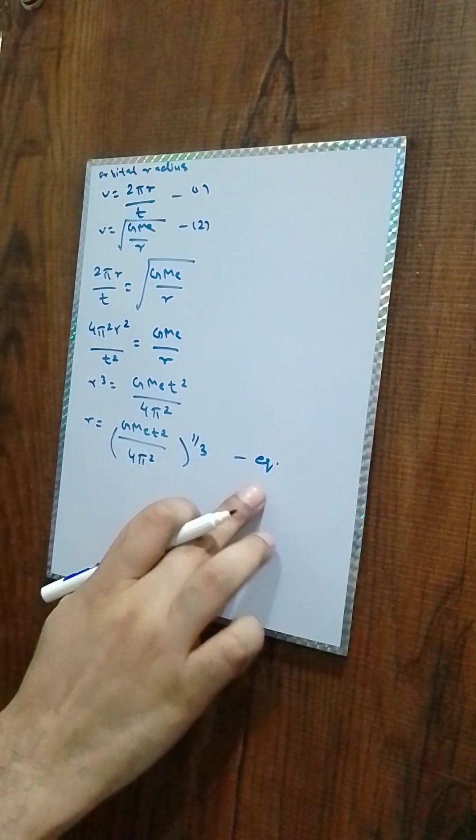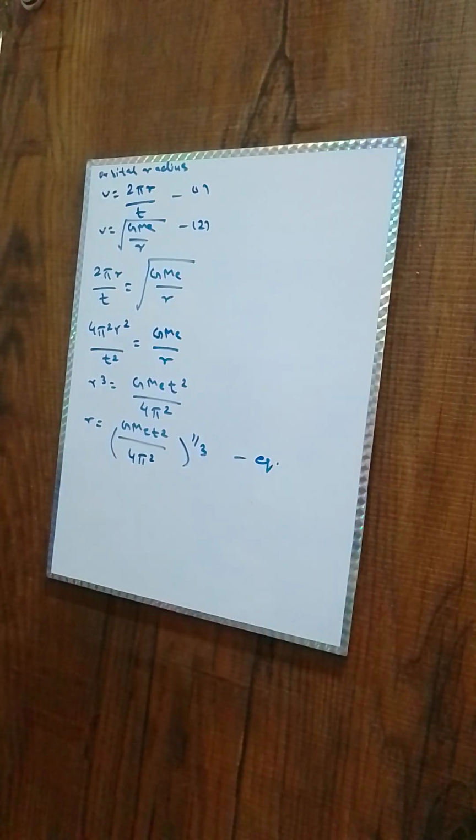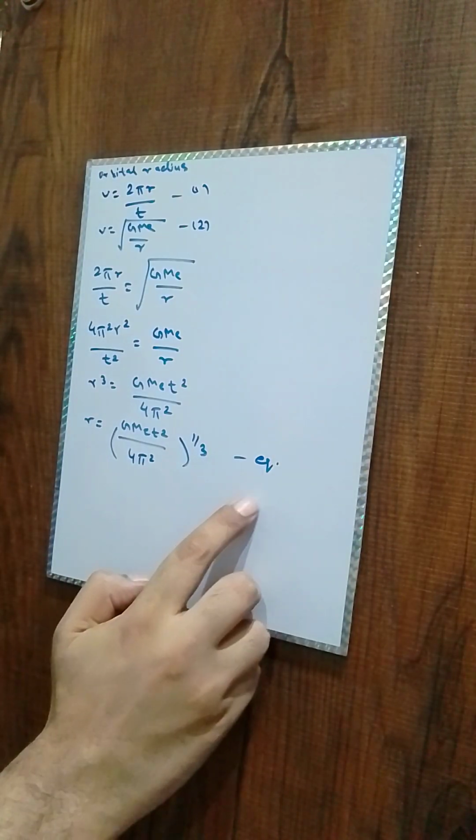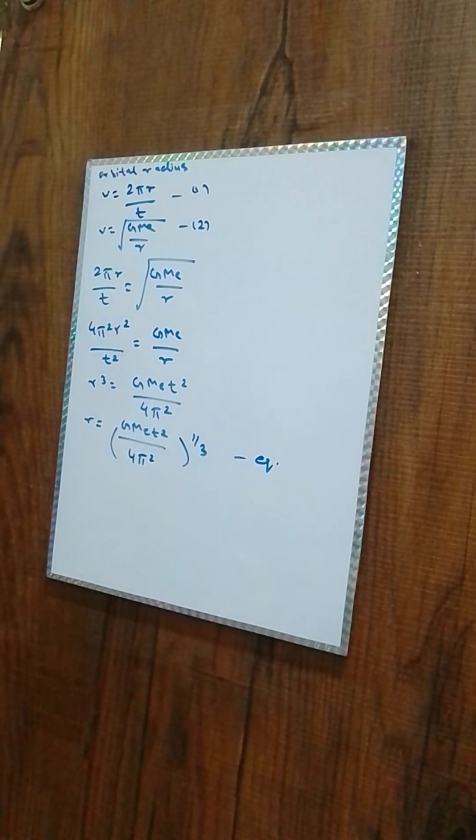This is an equation for the radius of the satellite in terms of time period, acceleration due to gravity, and mass of Earth, Me. gme t square by 4 pi square to the power of 1 by 3, which is the cube root basically.